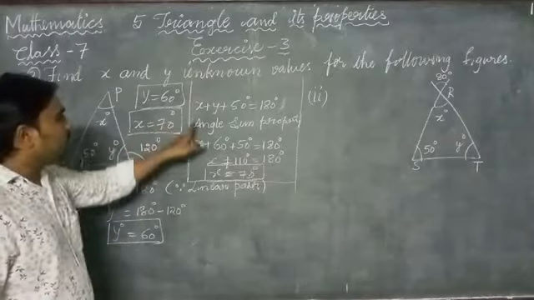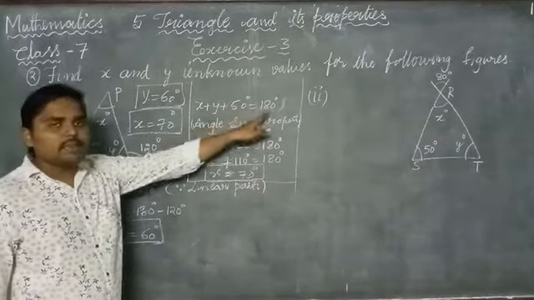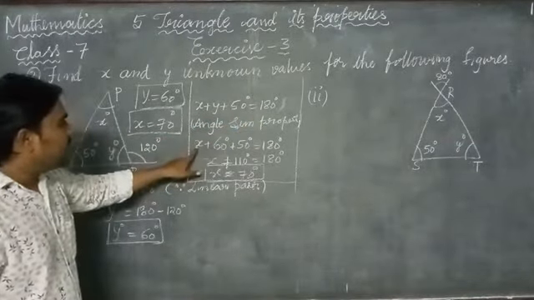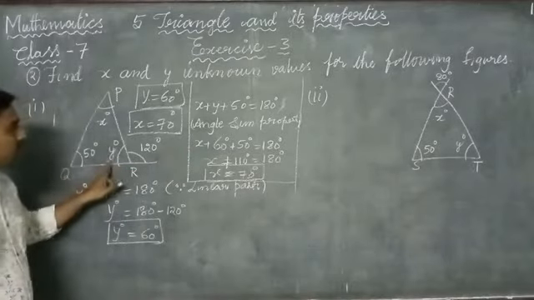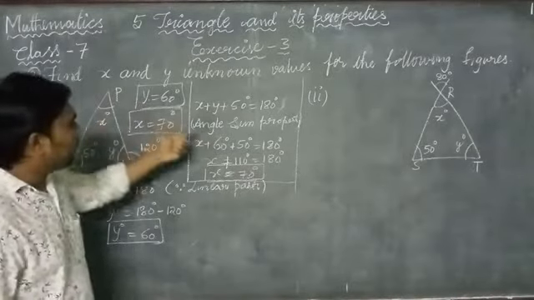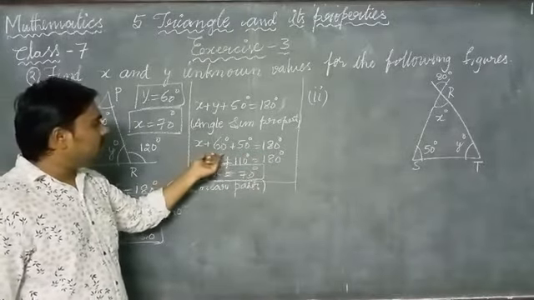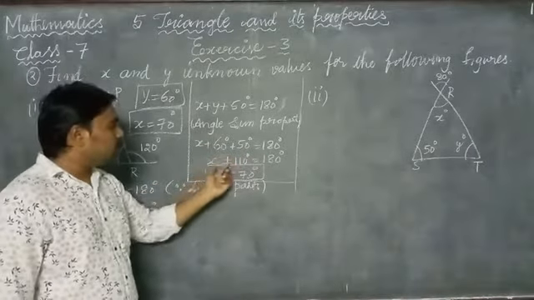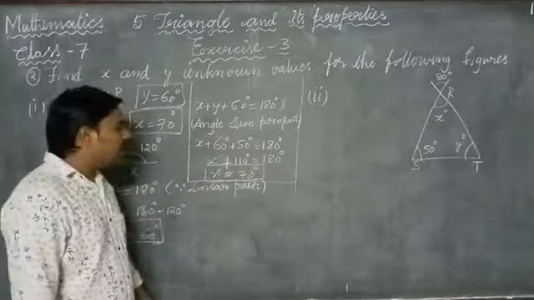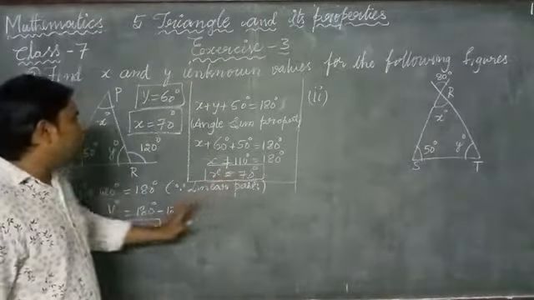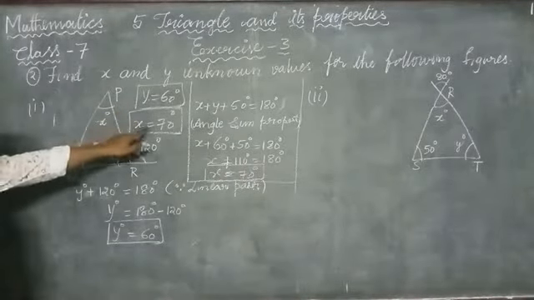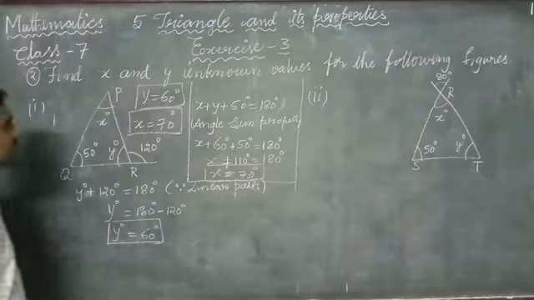After finding the y value, according to the angle sum property of a triangle, it can be written as x plus y plus 50 degrees equals 180 degrees. Then x plus, in the place of y, we can write 60 degrees and 50 degrees. After that, 60 plus 50 is 110 degrees. If you transpose 110 degrees to the RHS, then we will get 70 degrees. Here x equals 70 degrees and y equals 60 degrees.